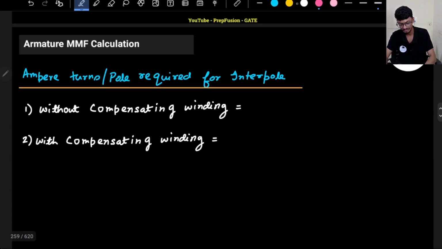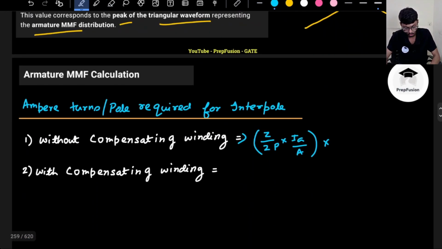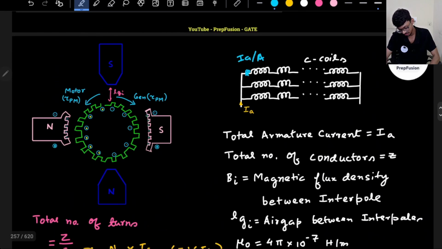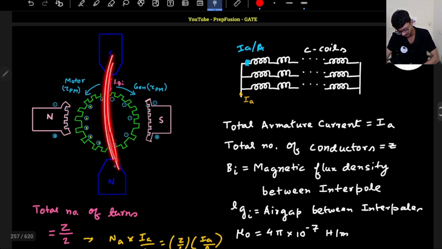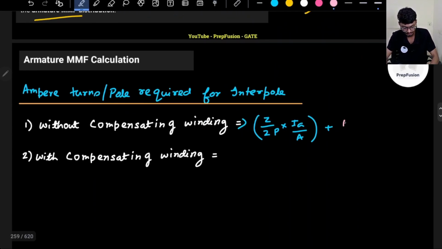Without the compensating winding, what will be the ampere turns per pole required for the interpole? It will be Z by 2P into IA divided by capital A, which was the ampere turns of the armature reaction. Along with this, it needs to generate additional flux to nullify the flux along the q axis. They will give you in the question what the additional flux is. It will be Bi. So how do I calculate the ampere turns?